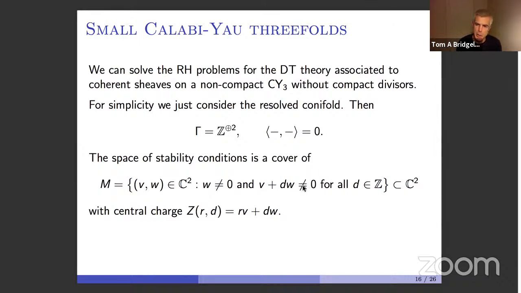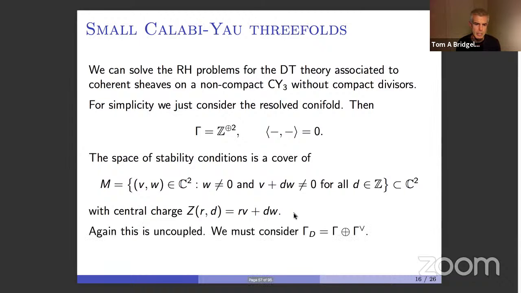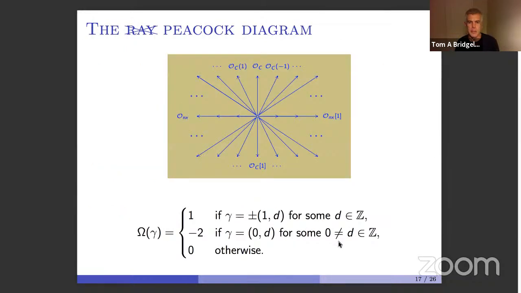And these loci I have to take out because they would basically involve one of those branes having the central charge going to 0. Okay, so that's the space of stability conditions. So again, this is an uncoupled situation because of this. And again, you should double the lattice as we did before and consider this double thing. And then you get this diagram, which I've learned to call the Peacock diagram this week. I guess it's a peacock standing by a lake. And this is the diagram we showed before.